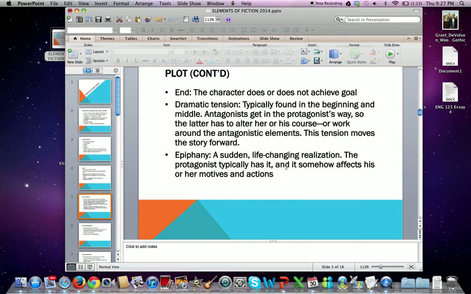Okay? And then there's an epiphany. Typically the protagonist, in some way or form, has a sudden life-changing realization. It is not always directly stated. Sometimes it is implied. And this affects her motives or actions. Maybe she or he then changes course. So if in a story a young man is pursuing one girl romantically, maybe about halfway through the story or towards the end of the story, he realizes he's in love with his next door neighbor, and he goes after her. And it's Taylor Swift.